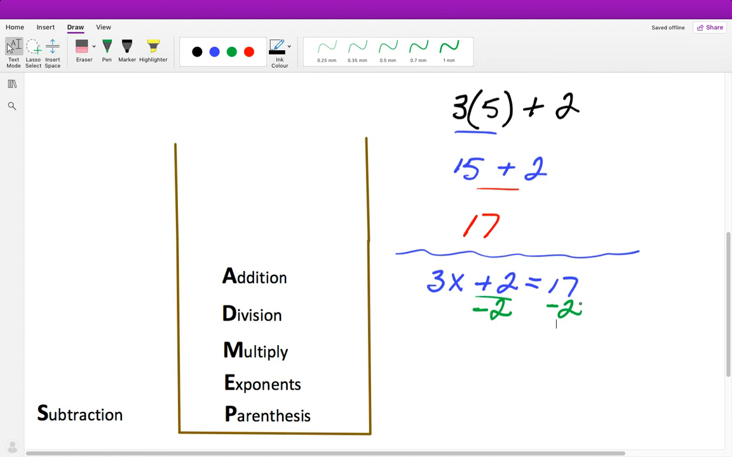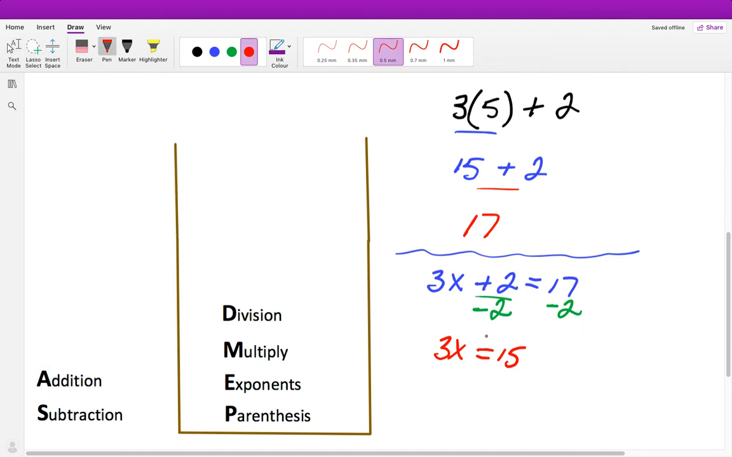Some of the mistakes I was seeing with your inequality problems is that you will do minus 2 here and then plus 2 here, but the inverse of addition is subtraction. So now I can go ahead and get 3x is equal to 15. And now I undid that addition, so that way I can take this out of my box. And then I look and say, okay, what's next in the box?